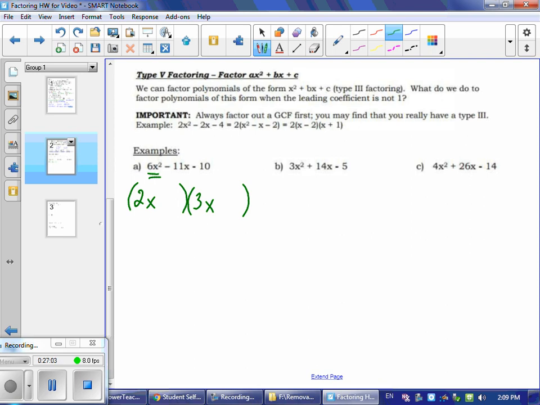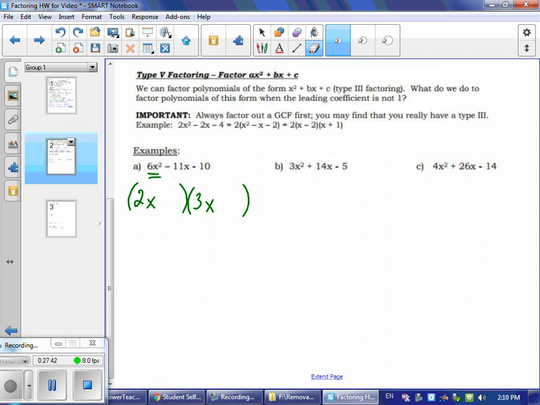If I were to try 1 and 10, and the order will be specific here. If I try 1 and 10, if you kind of look at the FOIL process, if I do the outside, that's going to give me 20x. If I do the inside, that's going to give me 3x. That combination of 20 and 3 is not going to get anywhere near 11. 20 and 3 cannot add or subtract to 11. So we're going to get rid of the 1 and the 10 because that didn't work. Let me get a smaller eraser. Let's get rid of the 1 and 10.